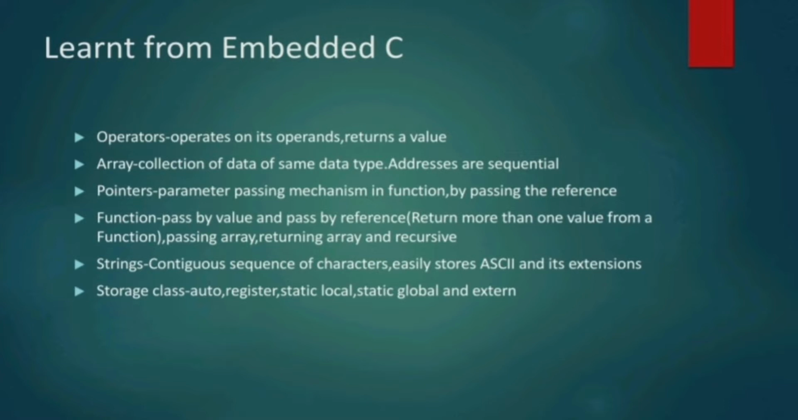Array is a collection of the same data types. Addresses are sequential in an array. Pointers are used for passing a reference to a function. It is pass by value and pass by reference. Passing array, returning array and recursion.